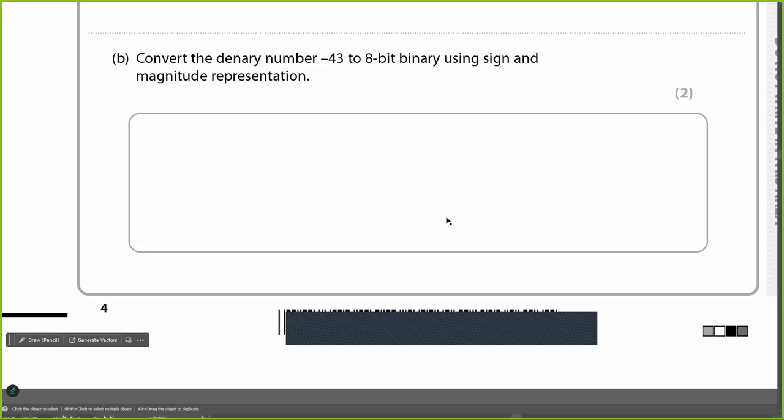So let's go ahead and solve this, inshallah. It says sign and magnitude representation. We need to keep in mind sign and magnitude representation is done differently than 2's complement representation. Okay, so let me get my pen out.